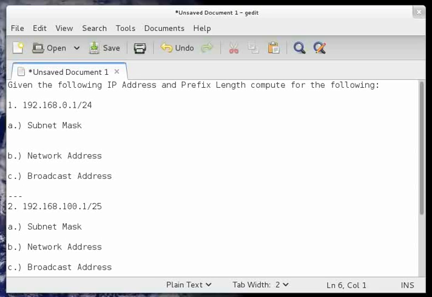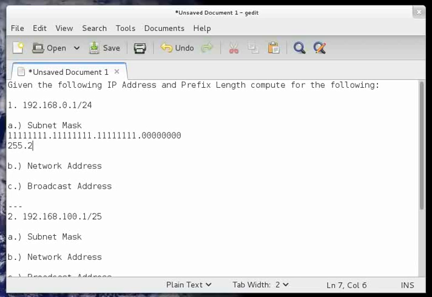So the first set will have 8, followed by another 8, and finally another 8. Then followed by zeros because we now have 24 ones. If we convert this binary dotted notation to dotted decimal notation, we would get 255.255.255.0. And that is the subnet mask.